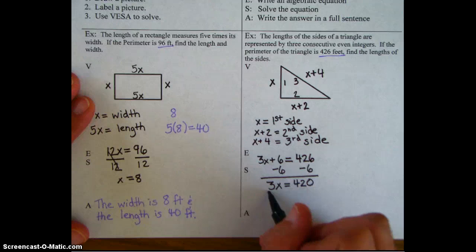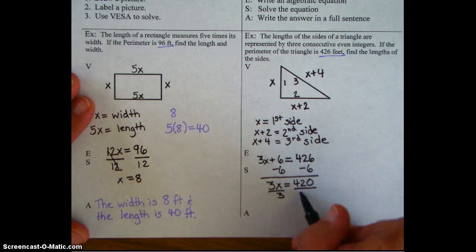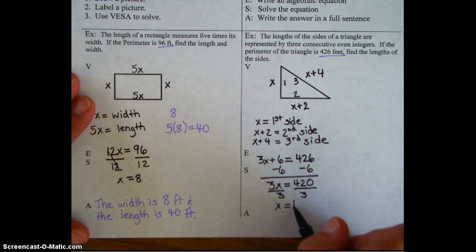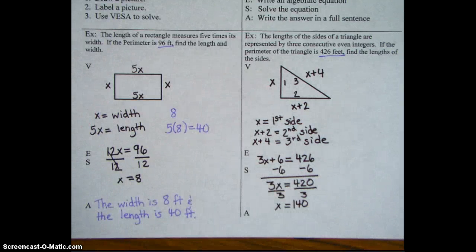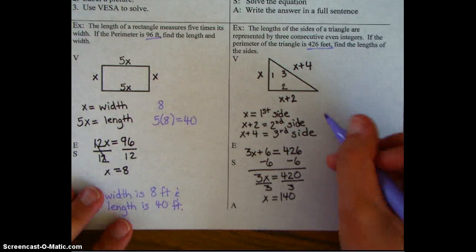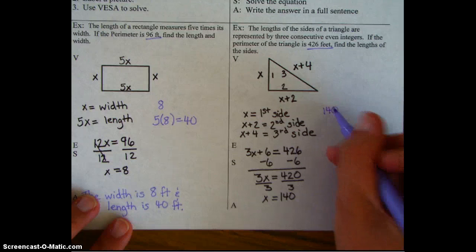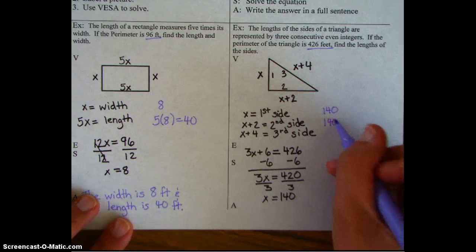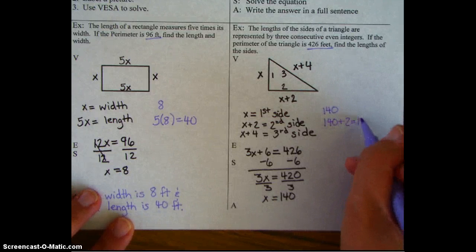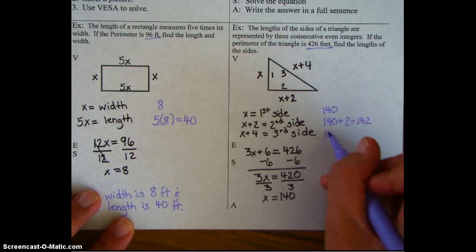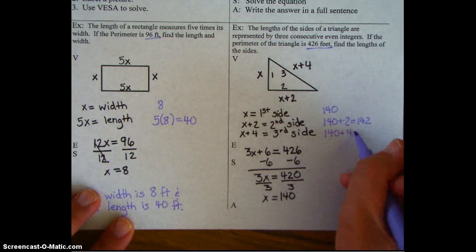And then we'll divide by 3 to get an x value of 140. To get the other sides, we're going to just plug in the variable for x. 140 plus 2 is 142, and 140 plus 4 gives us 144.